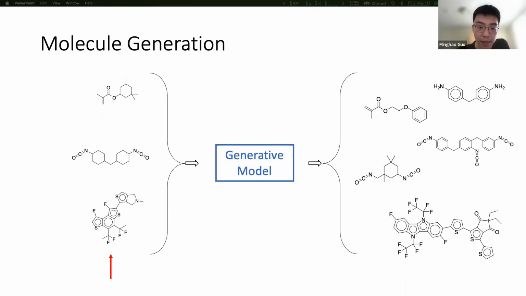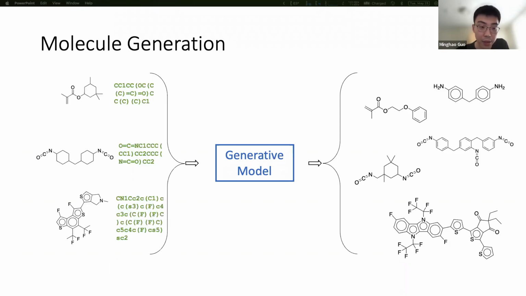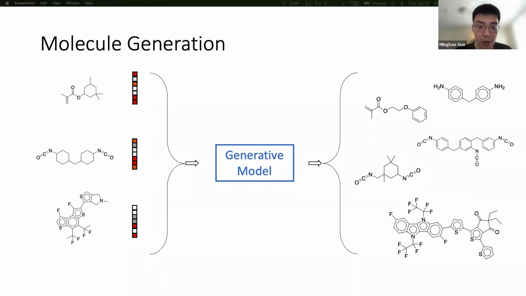The generative model takes a descriptor of the molecules as input, which we call a representation. This representation could be something commonly used like SMILES strings or other string-based fingerprints like the Morgan fingerprints. Or it can be latent vectors which are encoded using either manually designed features or trained machine learning models.